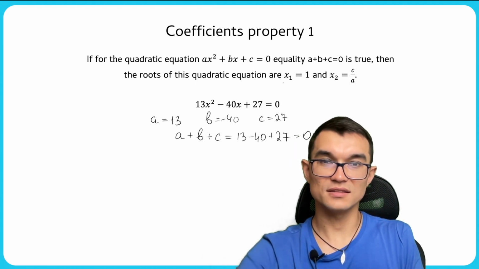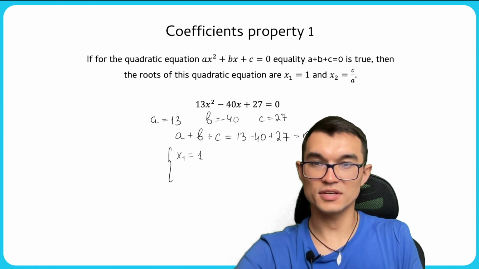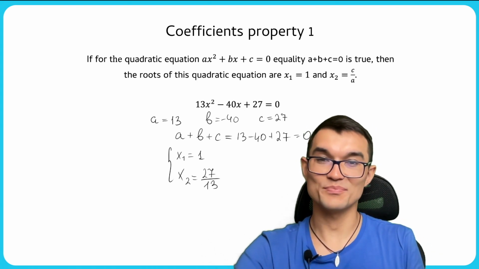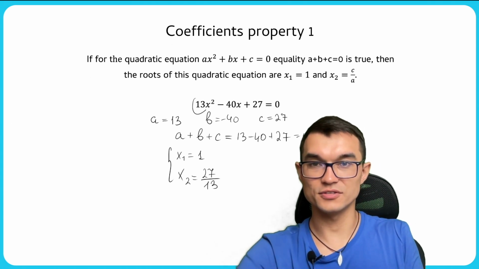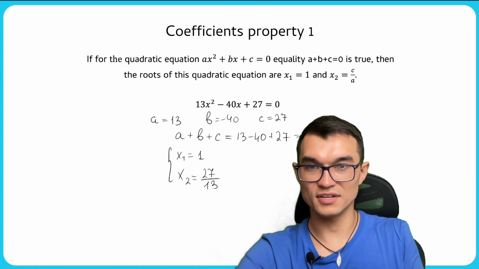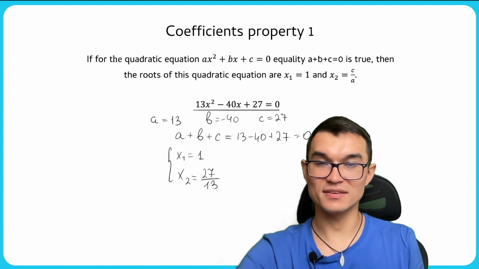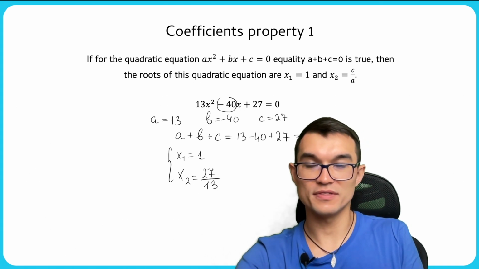So that property works. And I can say that the roots are 1 and c over a. x1 equals 1 and x2 equals 27 over 13. That is a great way of solving quadratic equation because I can basically do it in my mind. All I had to calculate here is that 13 plus 27 equals 40, and here's minus 40. And we can see that solving that equation using classic methods would be a big problem because, first of all, we have to deal with big numbers.